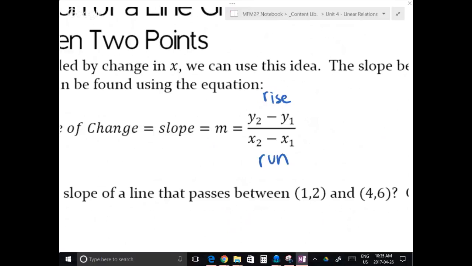Let's focus. So the rise is just how the y's have changed, which just means you take the second y and you subtract the first y. That's the difference. Then run is just the second x minus the first x. It's not nearly as complex as it looks up here because it makes sense.